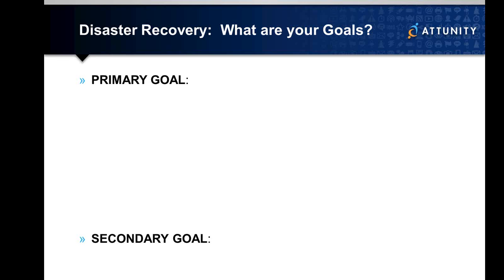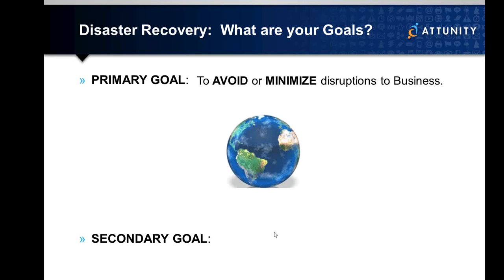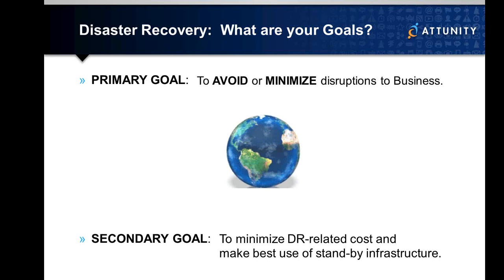So the first classic question for any organization shall be, for disaster recovery, what are your goals? And the primary goal is, of course, to avoid or minimize disruptions to business. That is, keep your business moving 24/7. And then, per Abdul's presentation, a secondary goal may be to minimize DR-related costs and make the best use of standby infrastructure. And this will be demonstrated by LeaseHawk and Ken.